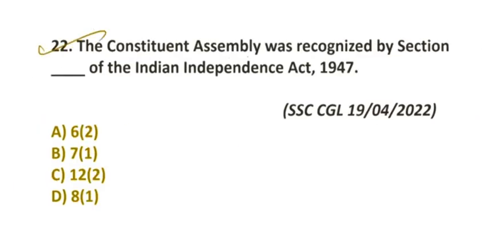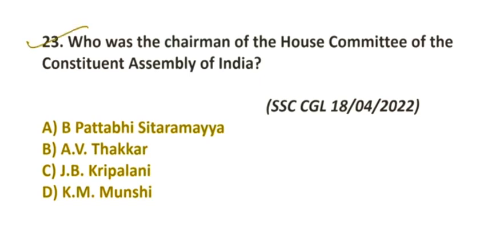22. The Constituent Assembly was recognized by Section dash of the Indian Independence Act 1947. Option number D, 8 surplus 1. 23. Who was the chairman of the House Committee of the Constituent Assembly of India? Option number A is the right answer. Pattabhi Sitaramayya.